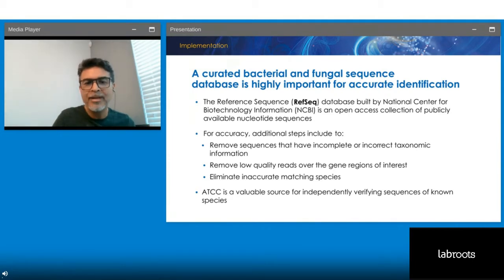And we also need to eliminate inaccurate matching species. If we have some sequence that has been published for a specific organism, but when we test those sequences they are not able to identify the organism that they actually describe, we need to make sure that those inaccurate sequences are removed. One of the important things, something that we are used to in the laboratory, is using ATCC strains, and this is a valuable source to also verify some of those sequences. If we have an ATCC strain for a specific genus or species, we can run a sequencing and compare that against the sequence that is public in the database.